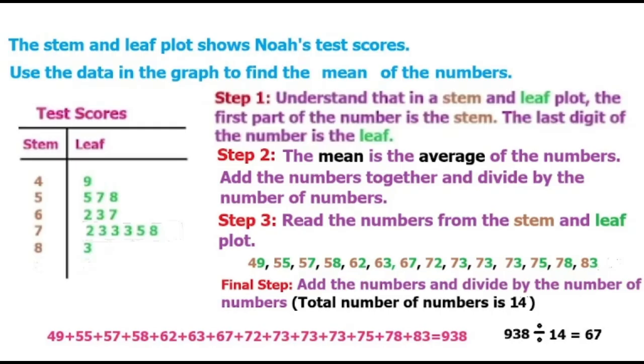So you add up all the numbers. Here they all are, add it up, and they add up to 938. You can just punch those in your calculator. And then you take this number and you divide it by the number of numbers, which is 14. So 938 divided by 14 equals 67. And that's the mean of the numbers.